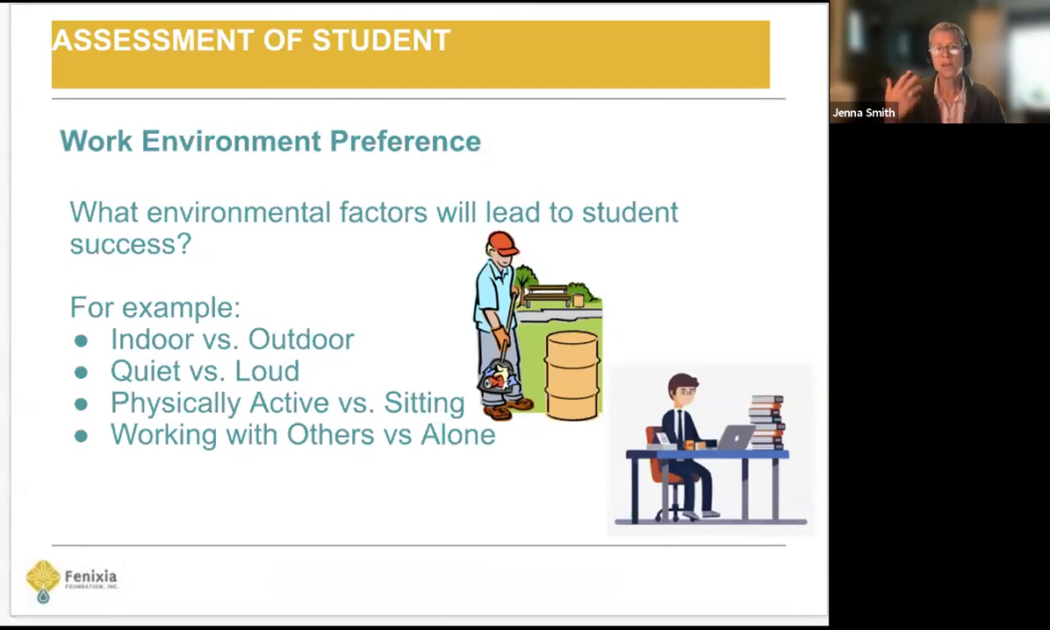And again, there are formal work environment preference assessments, but these are some topics that you can just consider on your own so that you begin to make a good match for your student to set them up for success as they're becoming independent down the road in whatever work task you're trying to find for them.